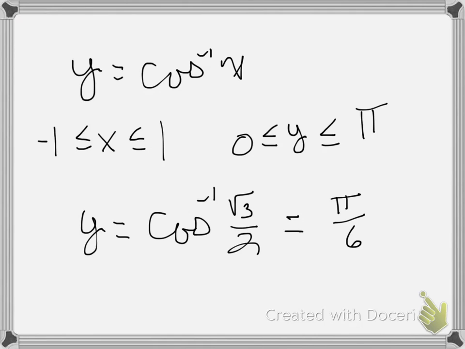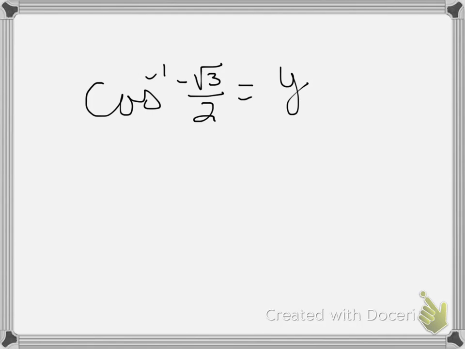Okay. Now, if I had the inverse cosine of negative square root of 3 over 2, what angle would that give us? Well, that would give us 5 pi over 6 or 150 degrees. Okay, so there we go. Right? That's inverse cosine.